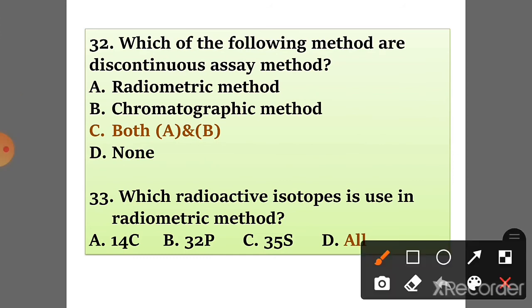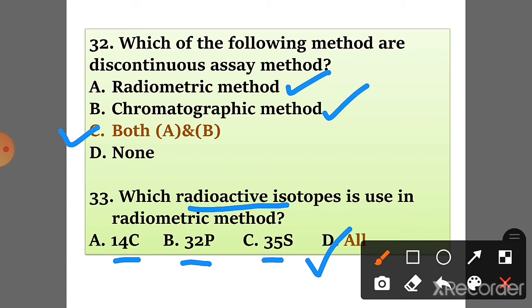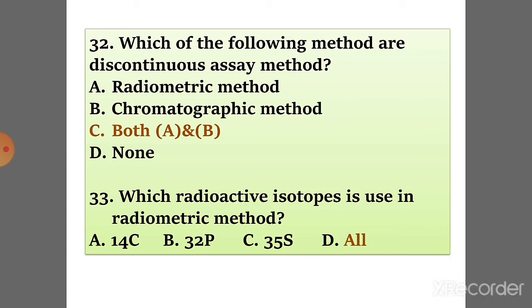Question 32. Which of the following methods are discontinuous assay methods? Option C, both A and B, radiometric method and chromatographic method. Question 33. Which radioactive isotopes are used in radiometric method? Option D, all. Carbon 14, phosphorus 32 and sulfur 35 are used as radioactive isotopes in radiometric method.